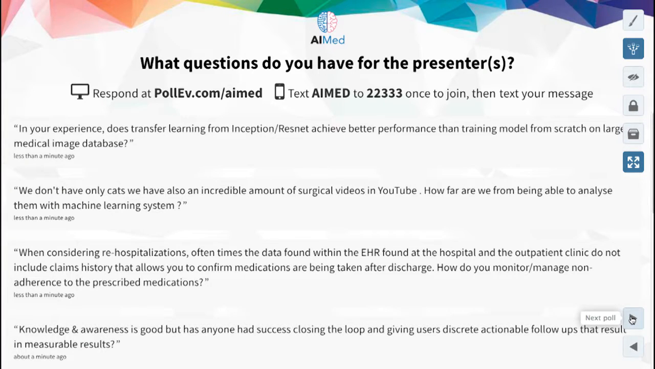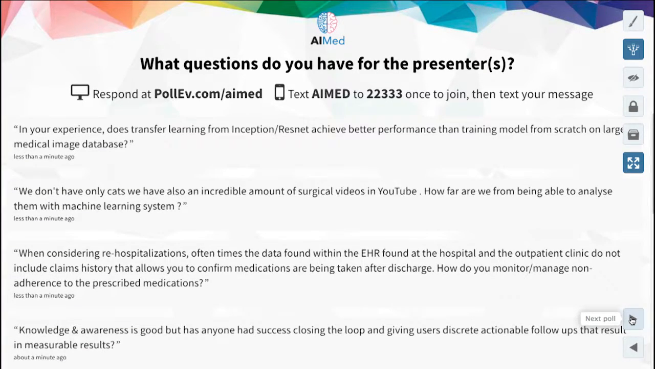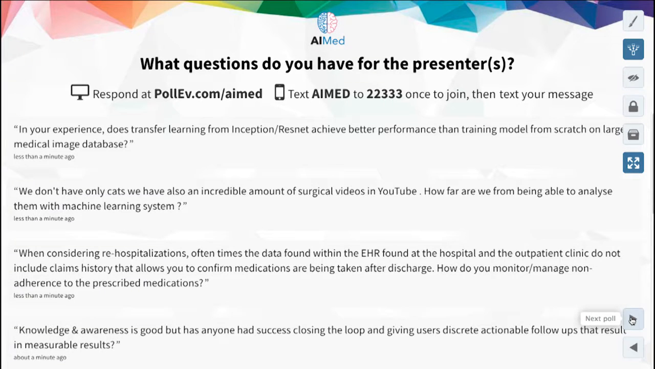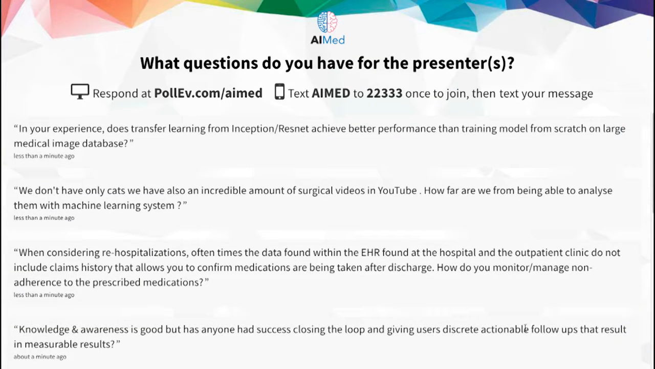That's great. So I guess following from that, considering rehospitalizations questions, no, I meant the one below, closing the loop. Does anyone have an example where machine learning or AI has been used and has produced positive clinical outcomes?